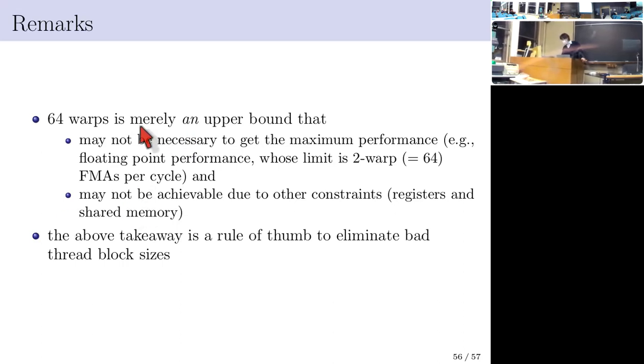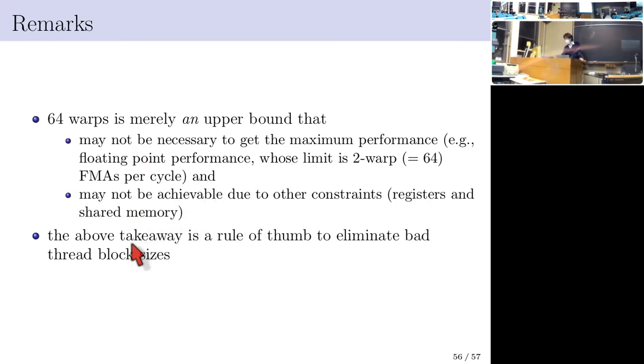And the other thing is, these 64 warps may not be achievable due to other constraints. For example, your computation uses so many registers and you allocate so much shared memory per block, then it becomes simply impossible to get enough thread blocks, which in turn means it is impossible to get 64 warps running at the same time. But in that case, the goal is somewhat different. Unless you can easily reduce the number of registers or the shared memory size, it is the way it is.